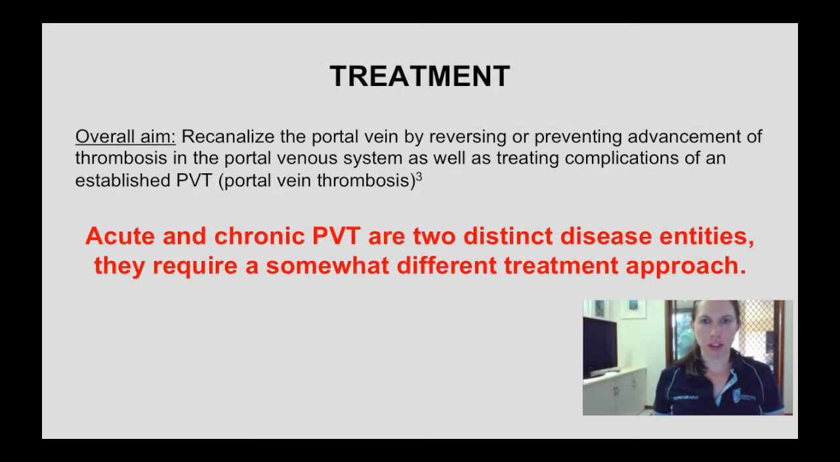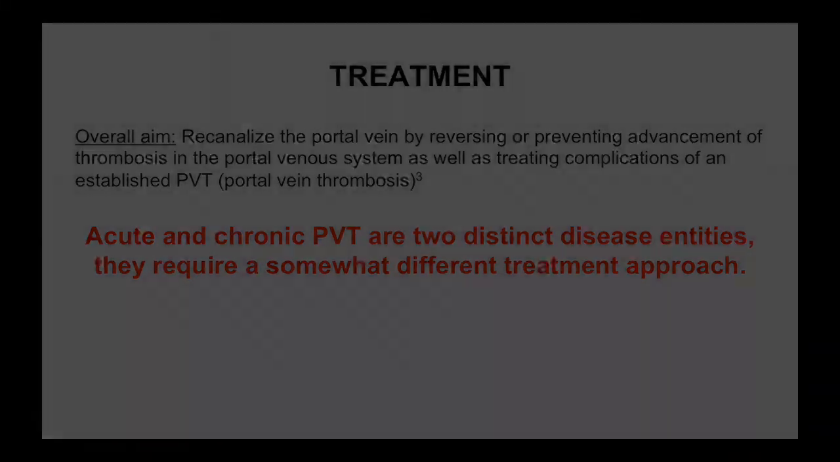The rational management of PVT is still not adequately understood, as there is a lack of randomized controlled trials. This makes treatment individualized. However, the overall aim of treatment is to recanalize the portal vein by reversing or preventing advancement of thrombosis in the portal venous system, as well as treating complications of an established PVT. As acute and chronic PVT are two distinct disease entities, they require a somewhat different treatment approach.